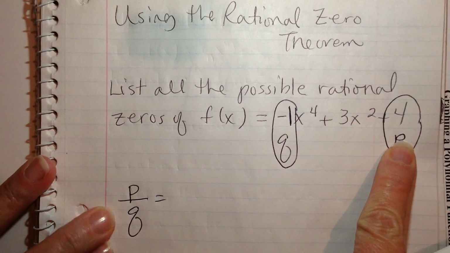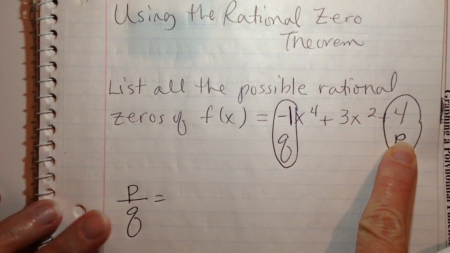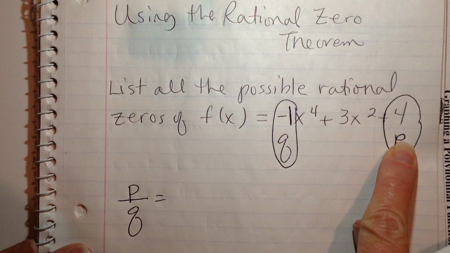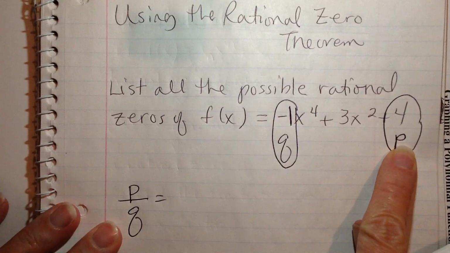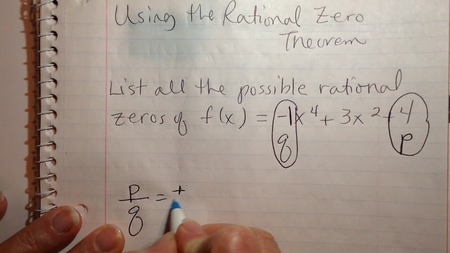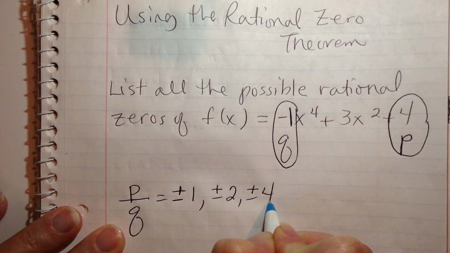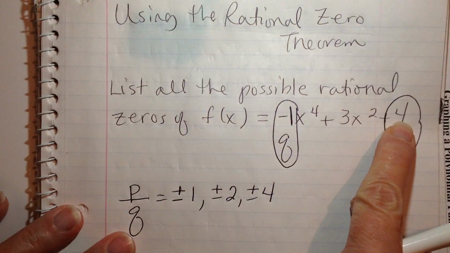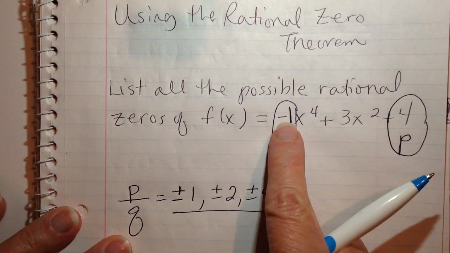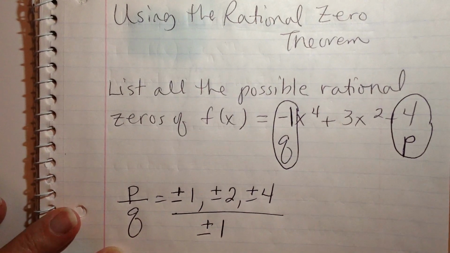Well, what are our factors of 4? Our factors would be 1 divides into 4, 2 divides into 4, and 4 divides into 4. But keep in mind that factors can be both positive and negative. So my factors of 4, I'm going to write as plus or minus 1, plus or minus 2, and plus or minus 4. You divide that by the factors of q. What are your factors of negative 1? Well, that's plus or minus 1.